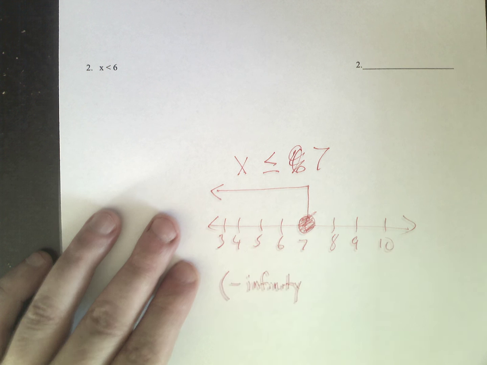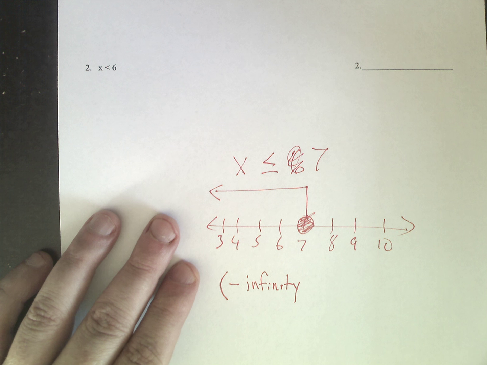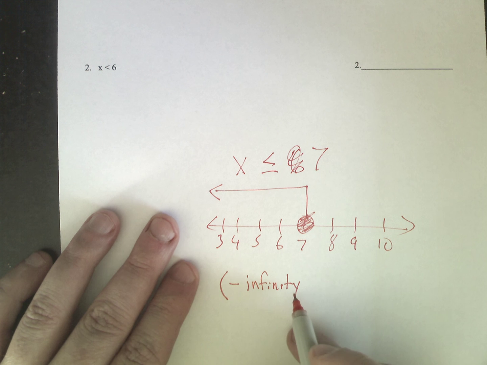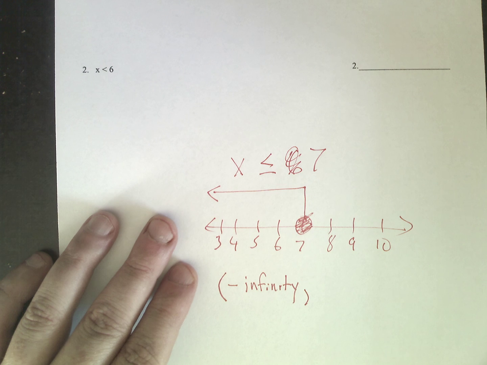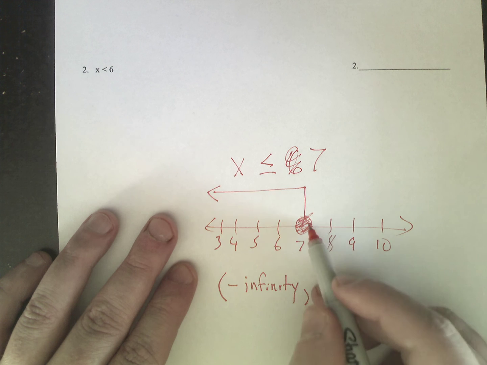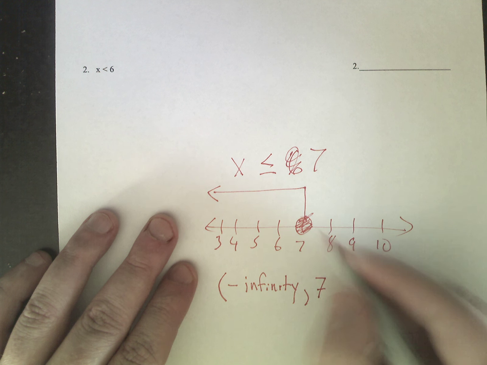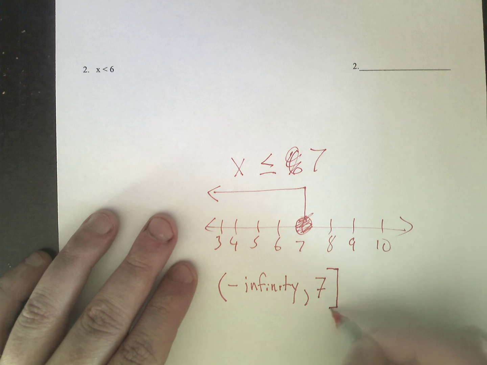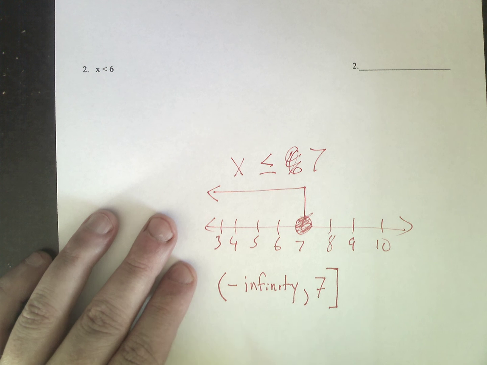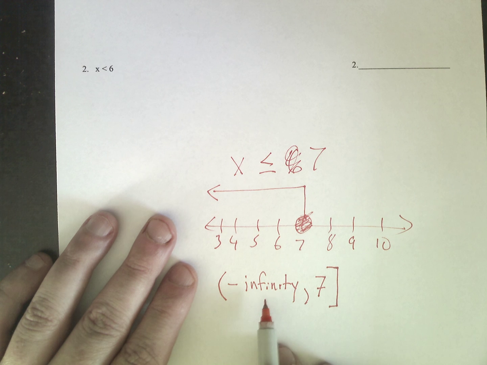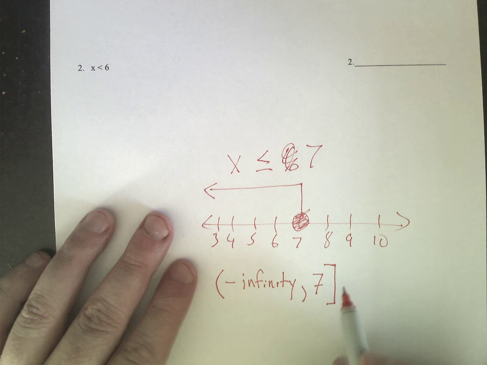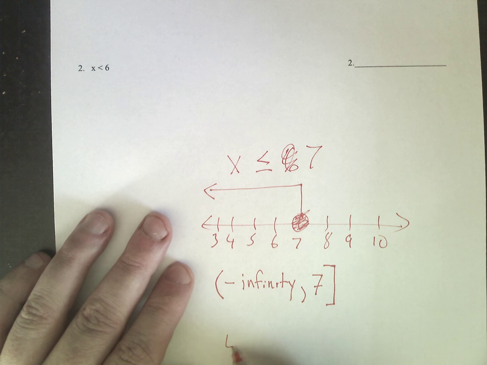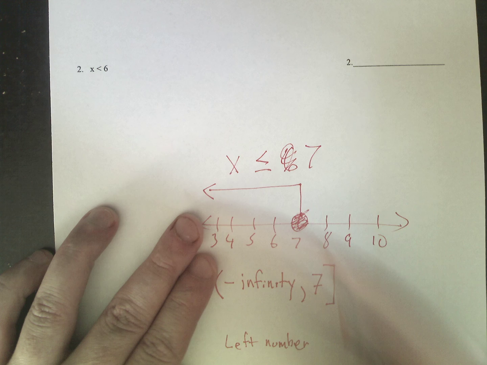Since you can't put infinity, most people don't know how to type infinity on the computer, that's okay, just write out infinity. There's an example on the test. Comma. You put in the right number, in our case, it's 7. And because it's included, I'm putting a bracket on that side. Remember, infinity and negative infinity always get parentheses. Not included gets parentheses, and when it's included, it gets a bracket. You always write the leftmost number first, then the right number.